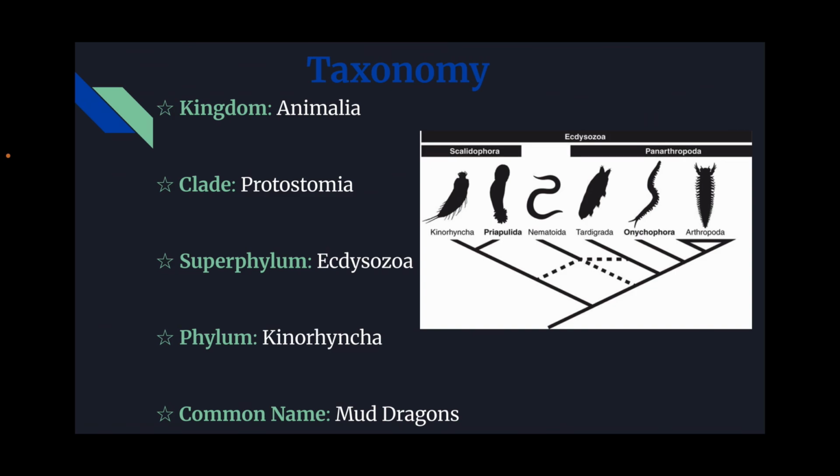So these animals belong to the kingdom Animalia, and they're part of the Protostomia clade. They also belong to the superphylum Ecdysozoa, and their phylum name is Kinorhyncha. And their common name is the mud dragons.